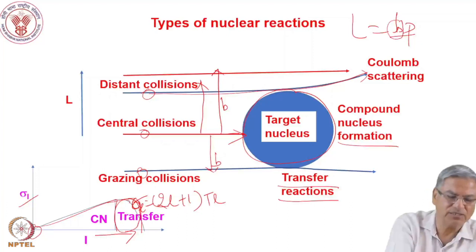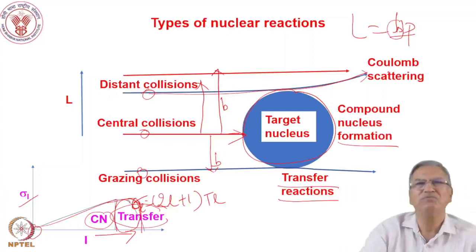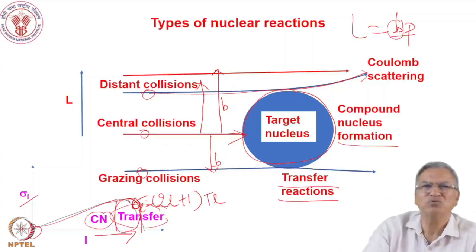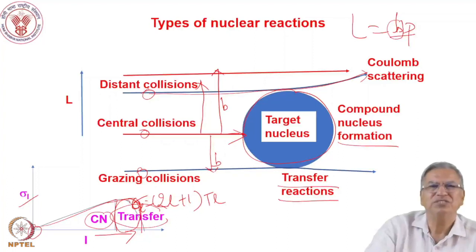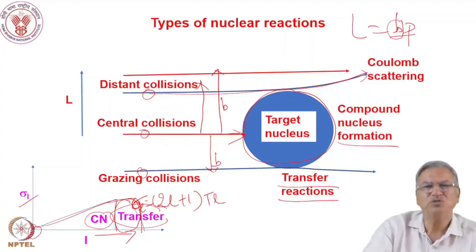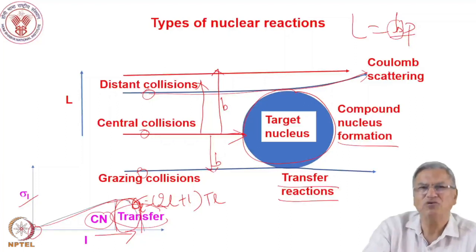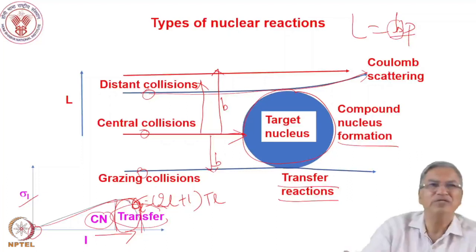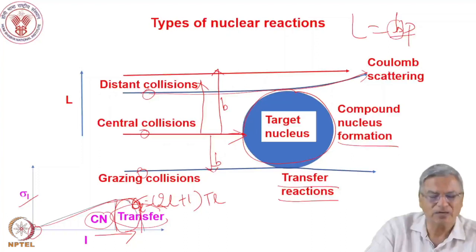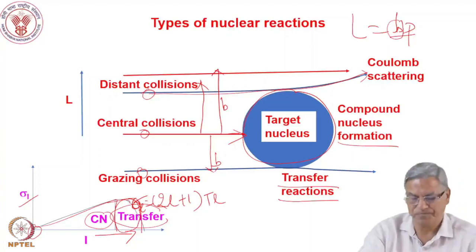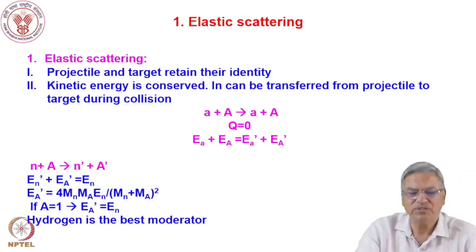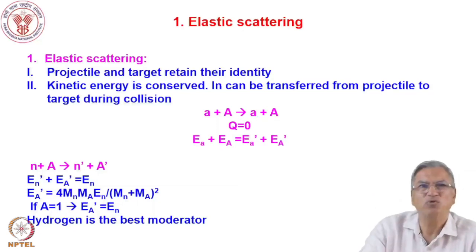And so there are different cross sections for different processes: compound nucleus, transfer reaction. The Coulomb scattering will not come in the category of nuclear reactions because they do not come in the vicinity of the nuclear potential of each other. The nuclear reactions take place when they experience the nuclear potential of each other. If they only come in the Coulomb potential of each other, we say they are not nuclear reactions. So the cross section, sigma L versus L, will take care of only the nuclear reactions like compound nucleus, direct transfer, and so on. Okay, let us now see these reactions in more detail.